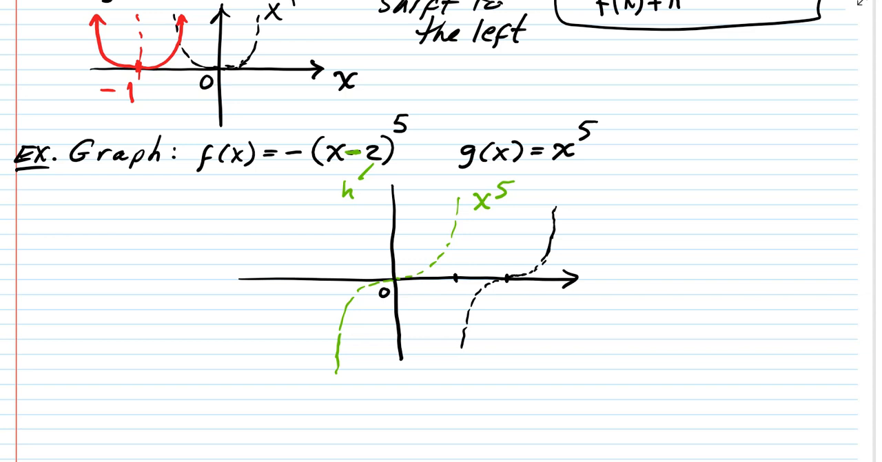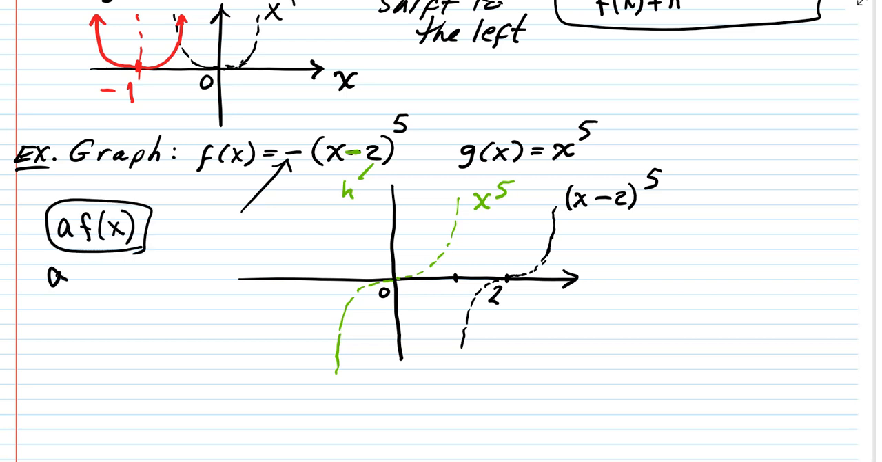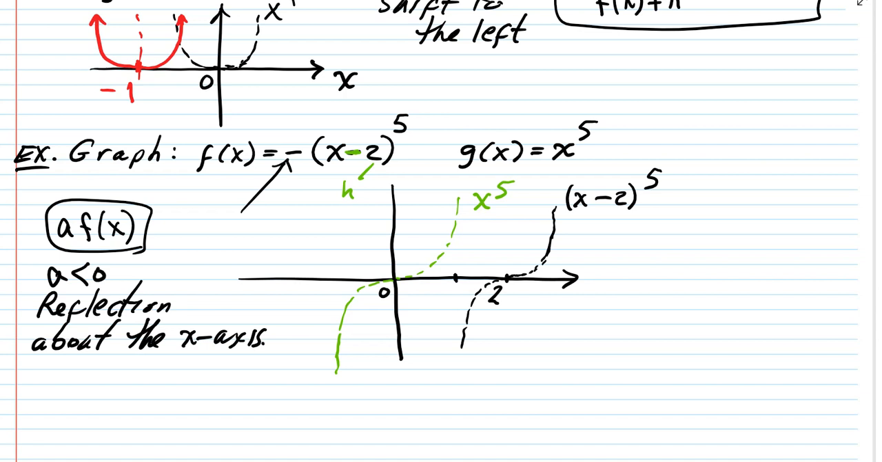Okay, so at this point this is x minus 2 to the fifth, correct? Now the effect of negative in front, that would be the a f of x in my lecture 5. If a is less than 0, then you have a reflection, right? Reflection about the x-axis. And that's what we're going to do. We're going to reflect this about the x-axis, and the graph's now going to look like so.